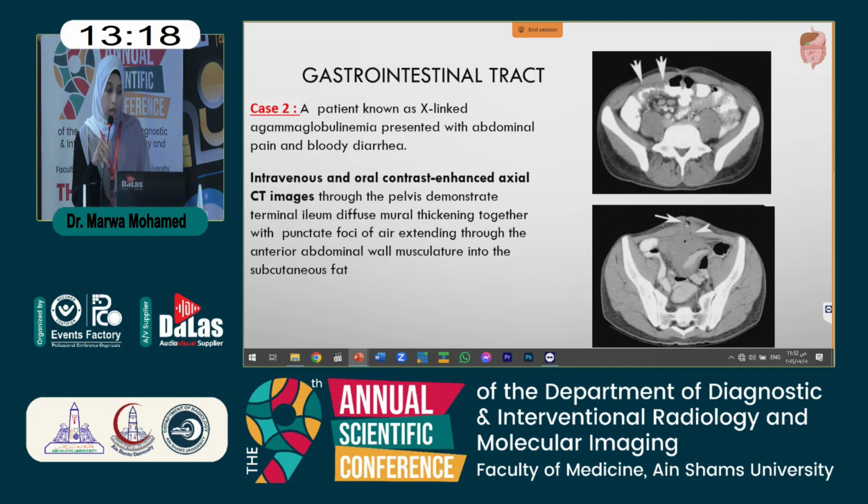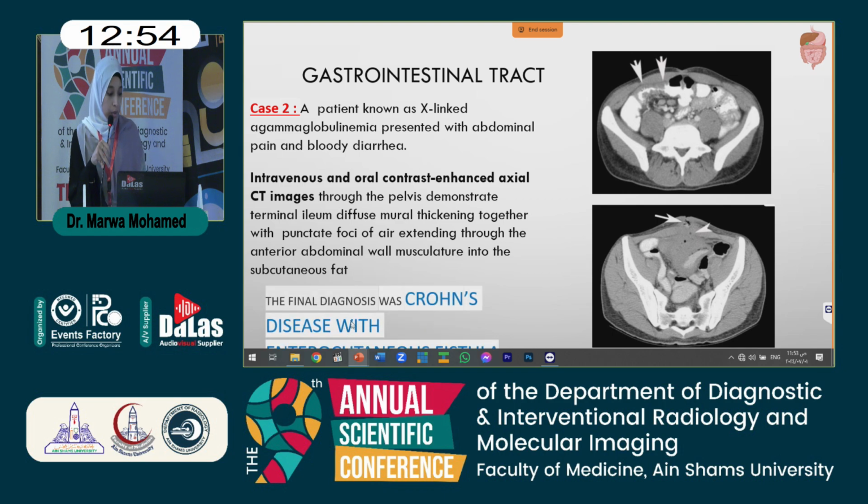Case 2, a patient known as X-linked agammaglobulinemia presented with abdominal pain and bloody diarrhea. Intravenous and oral contrast-enhanced axial CT images through the pelvis demonstrate terminal ileum diffuse mural thickening together with punctate foci of air extending through the anterior abdominal wall musculature into the subcutaneous fat. The final diagnosis was Crohn's disease with anterior cutaneous fistula.